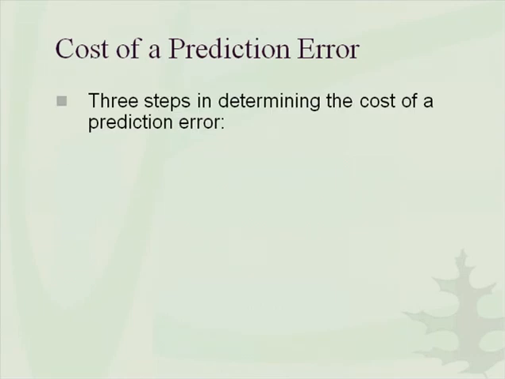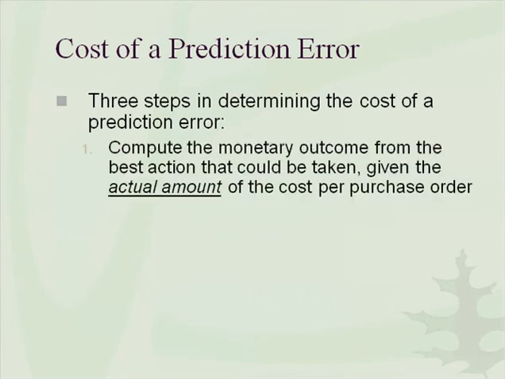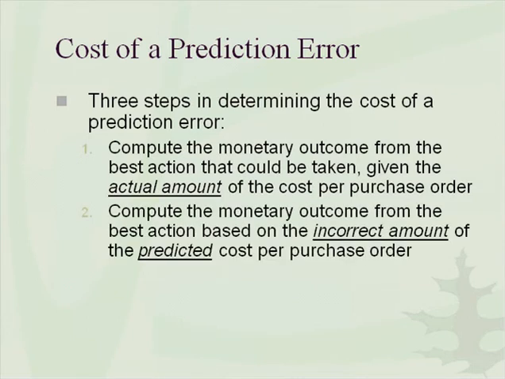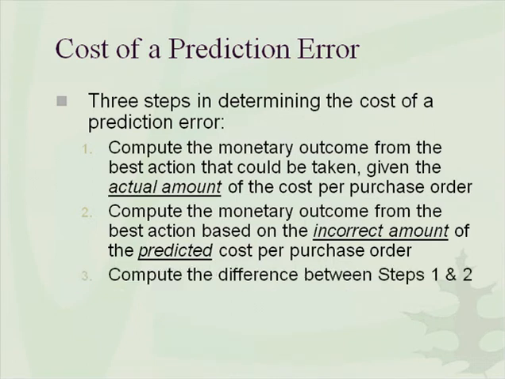Now, we also need to work on the cost of a prediction error, and there's 3 steps in determining the cost of a prediction error. 1, we compute the monetary outcome from the best action that could be taken, given the actual amount of the cost per purchase order. 2, we compute the monetary outcome from the best action based on the incorrect amount, and 3, compare the differences.